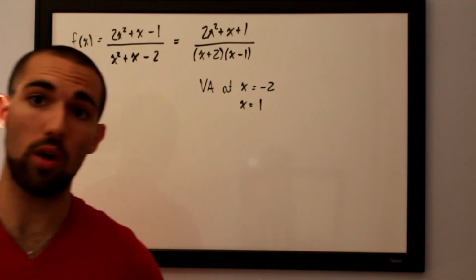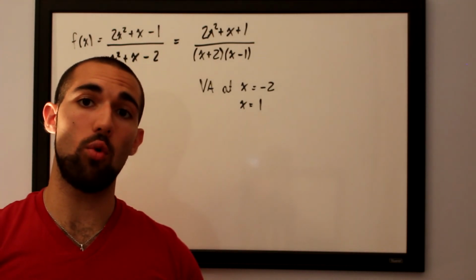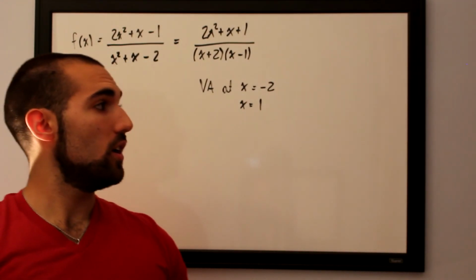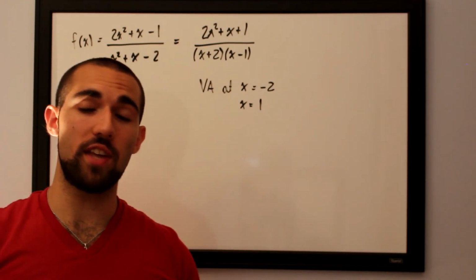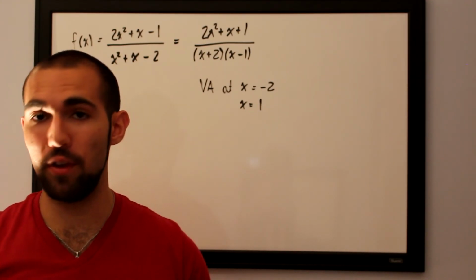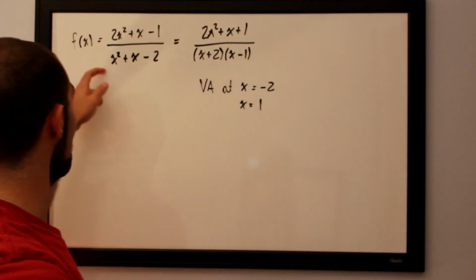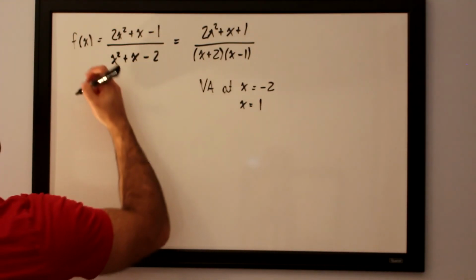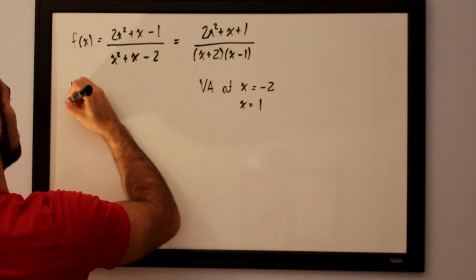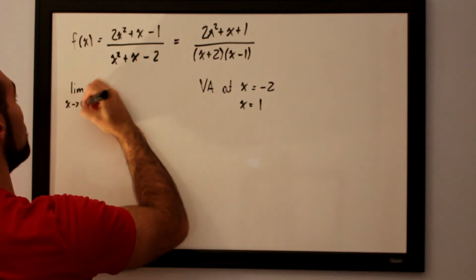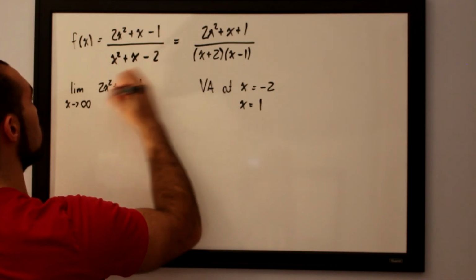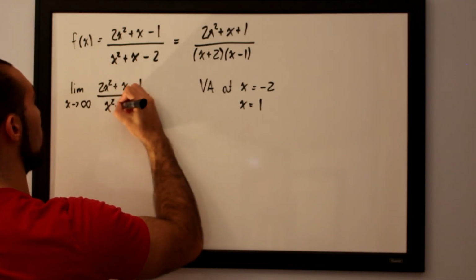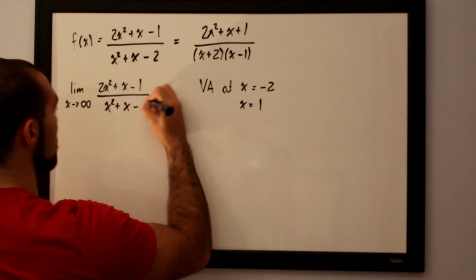And the next problem is going to be asking us to solve for the horizontal asymptote, which is basically what we've been doing this entire time by evaluating limits where x approaches infinity. We're going to be evaluating the limit as x approaches infinity for this function. The limit as x approaches infinity for 2x squared plus x minus 1 over x squared plus x minus 2.